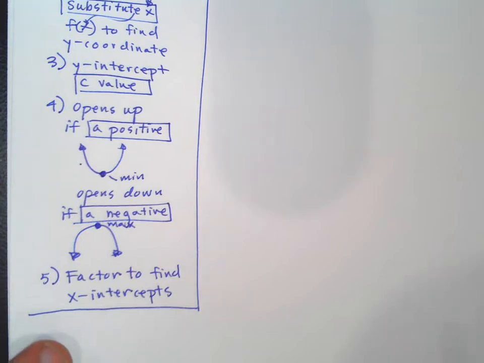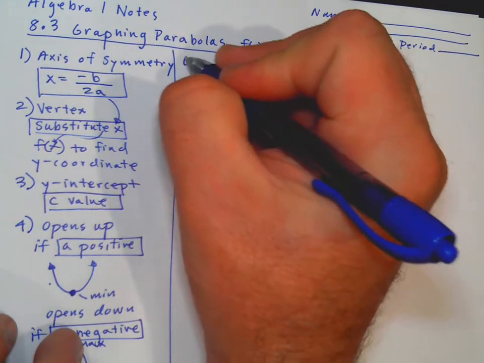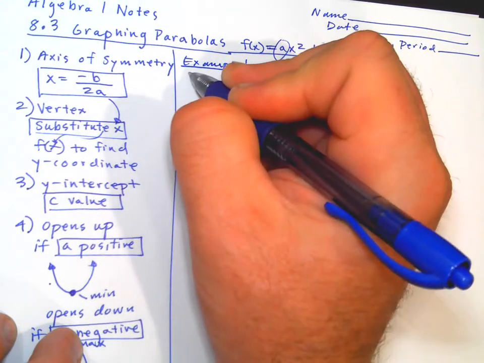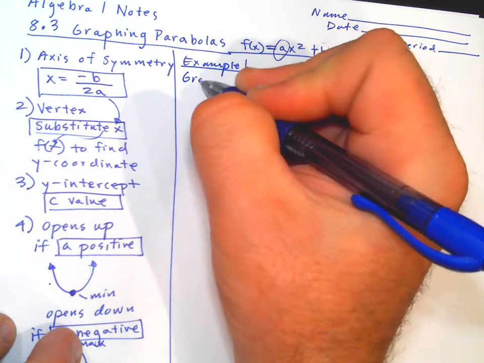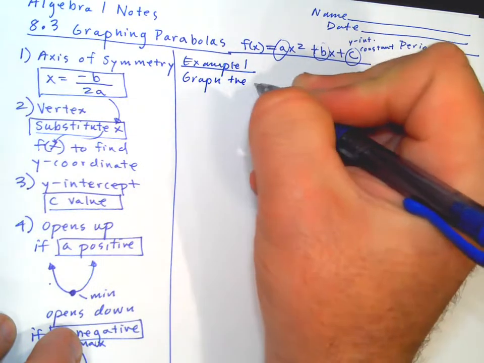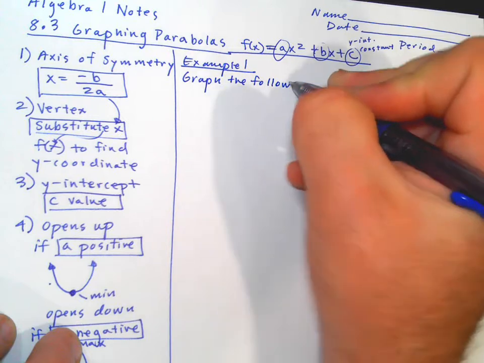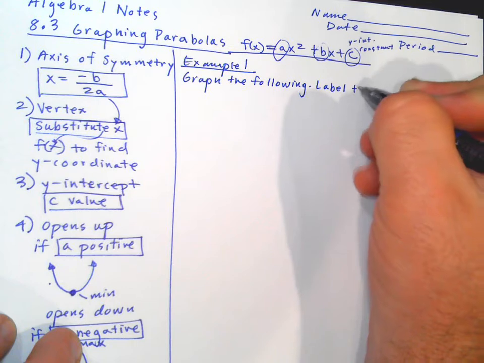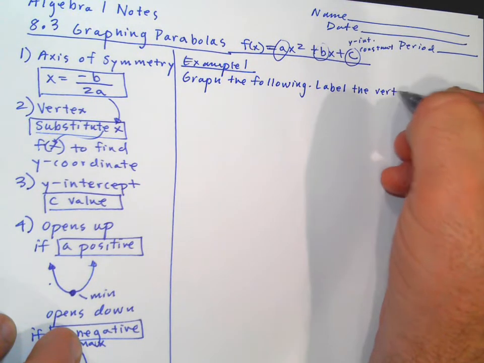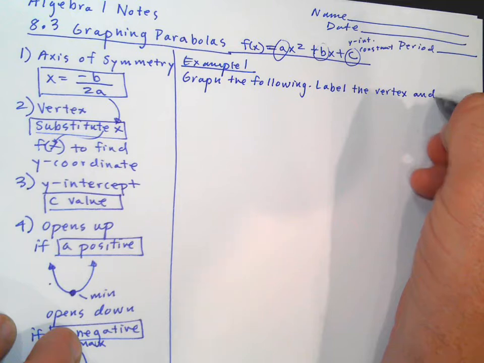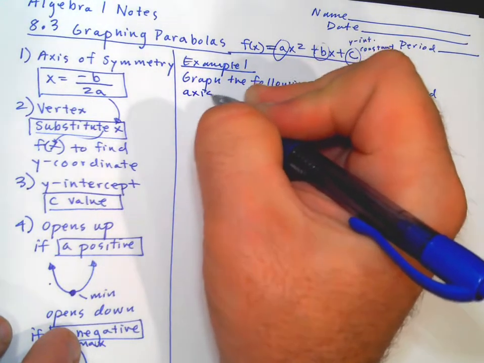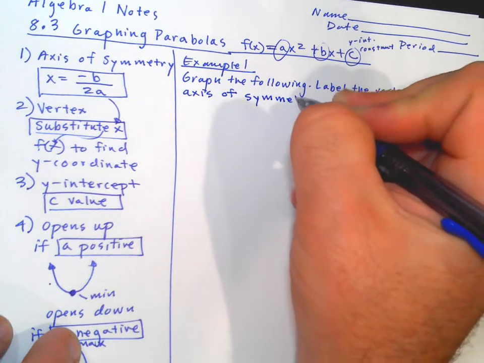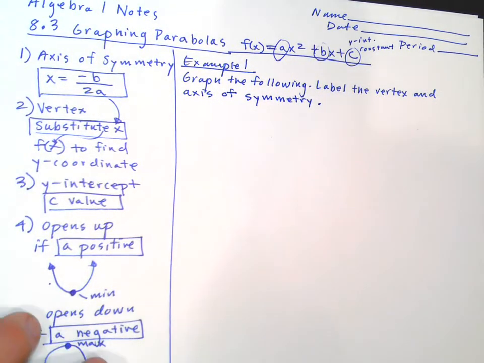Okay. Now I'm going to do the first example over here. So example 1. The directions are: graph the following, label the vertex and axis of symmetry.